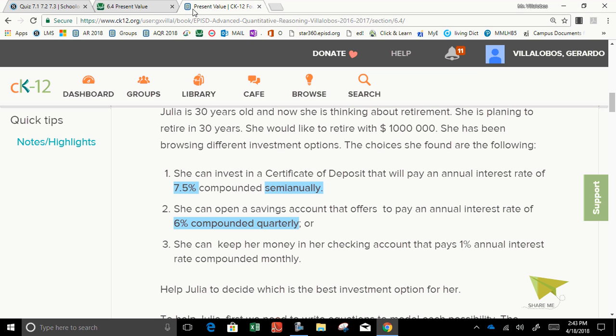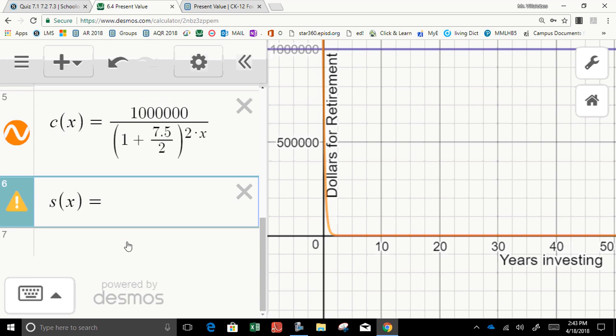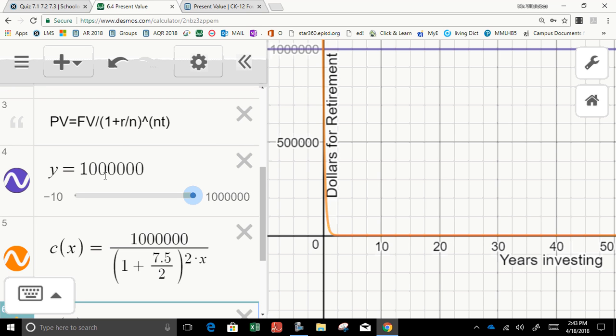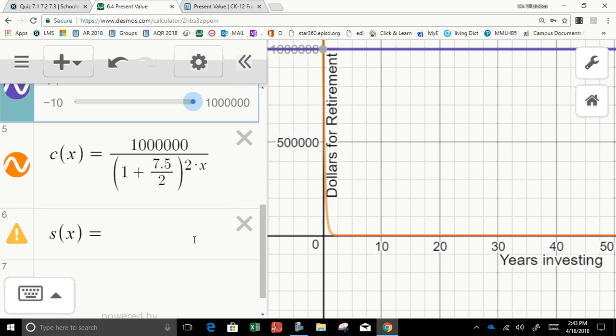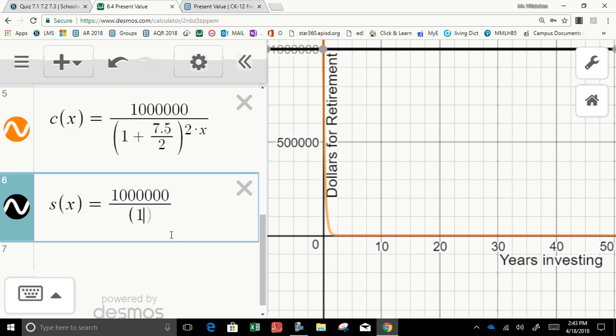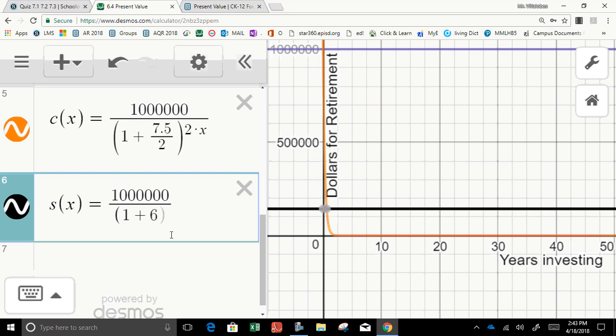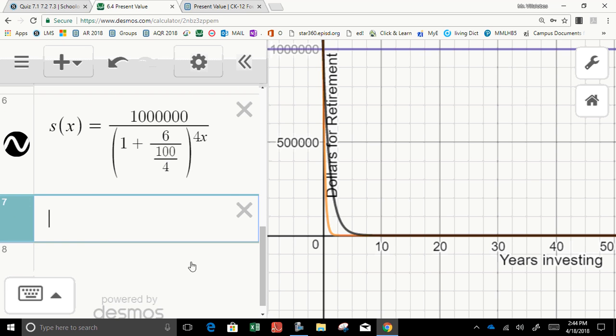Okay. So savings was what? I want to change this to 1, 2, 3, 4, 5, 6 divided by 1 plus 6% divided by 4, because it's in quarters, raise it to the 4x, and that's that. That's my savings.